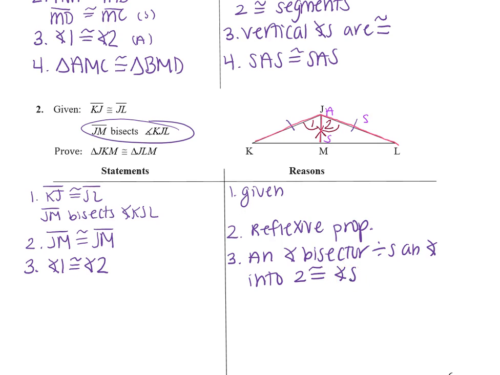Alright, so they gave me the side, I talked about another side, and I have the angle in my proof, so that's good. So I talked about everything I needed to. So now I can say that triangle JKM is congruent to triangle JLM. That's because side angle side.